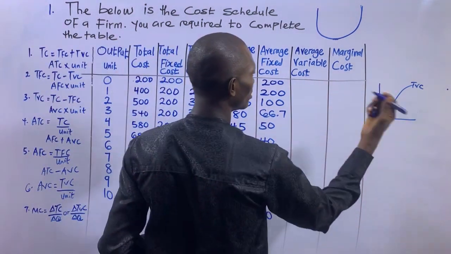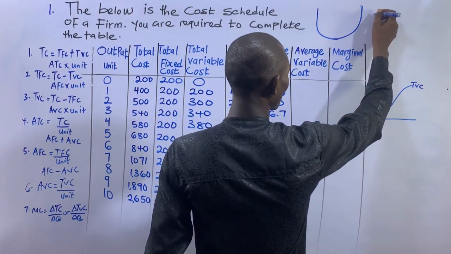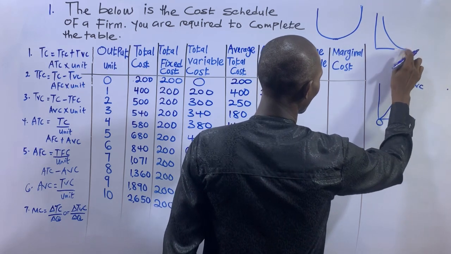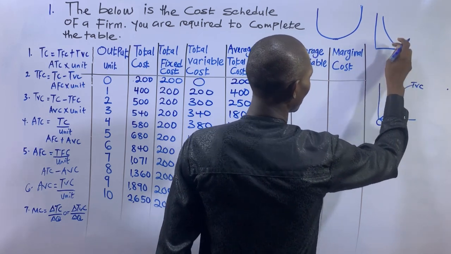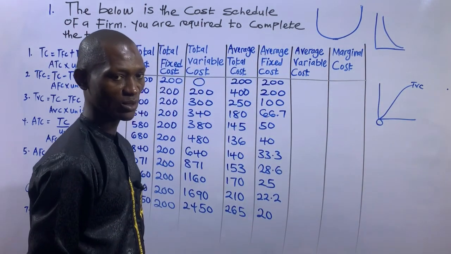Based on what we established in the previous episode, average fixed cost declines continuously, but it never touches either the x-axis or the y-axis. It will never touch.